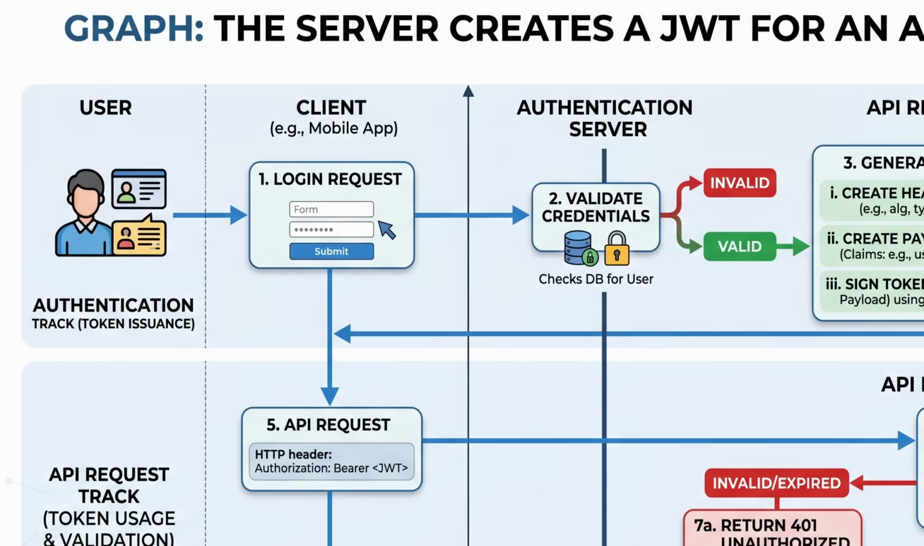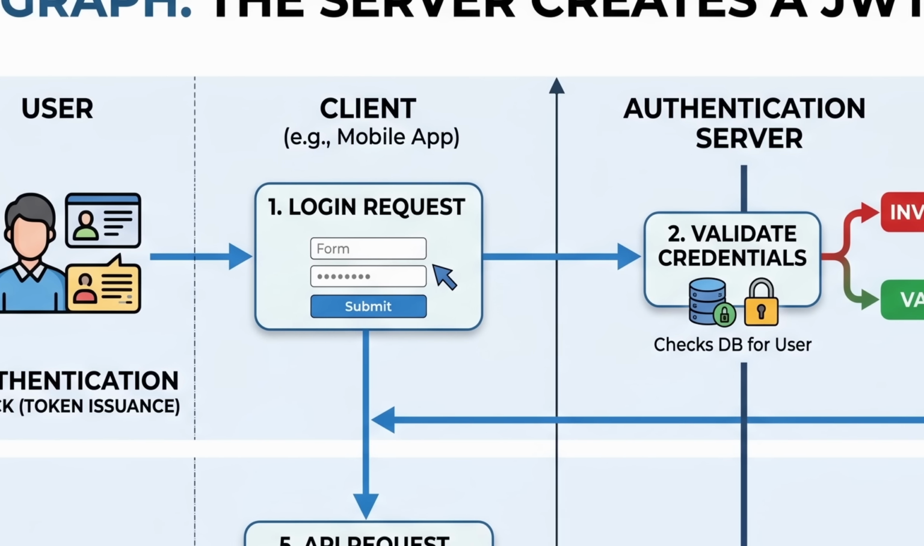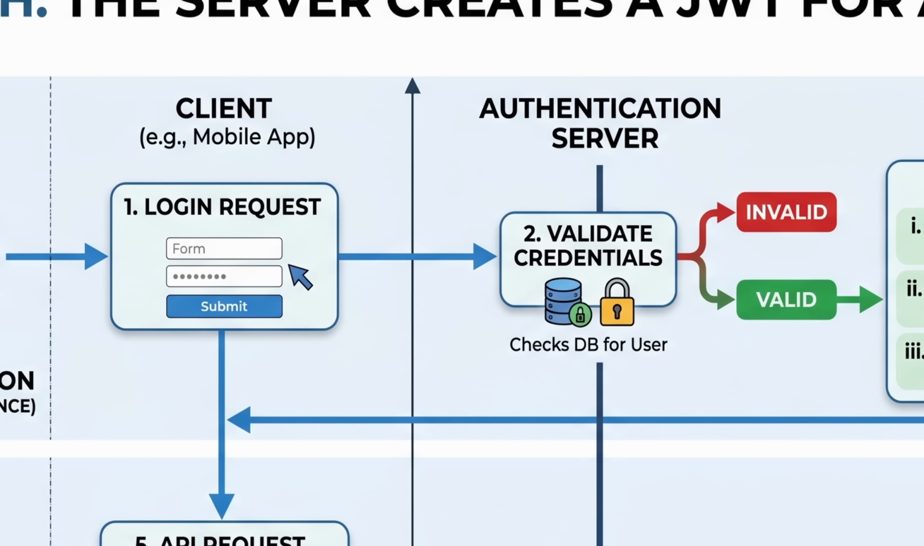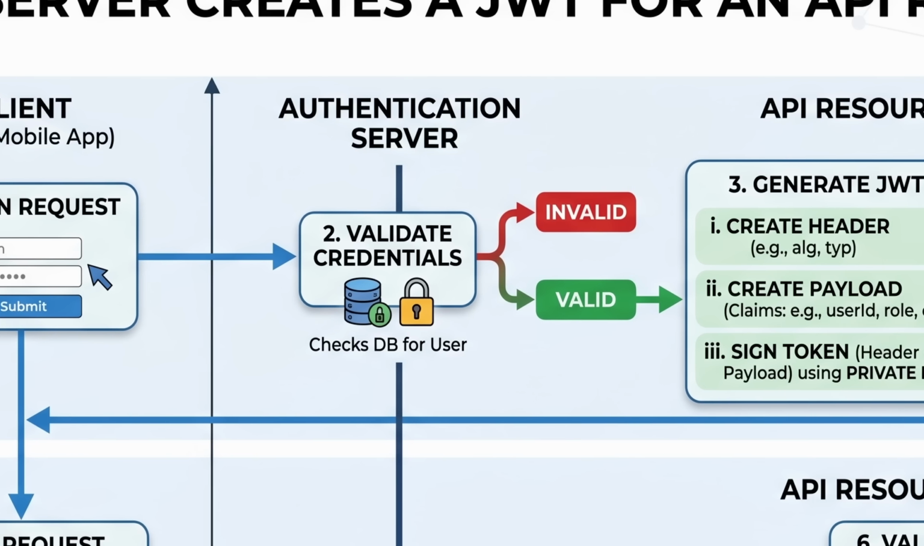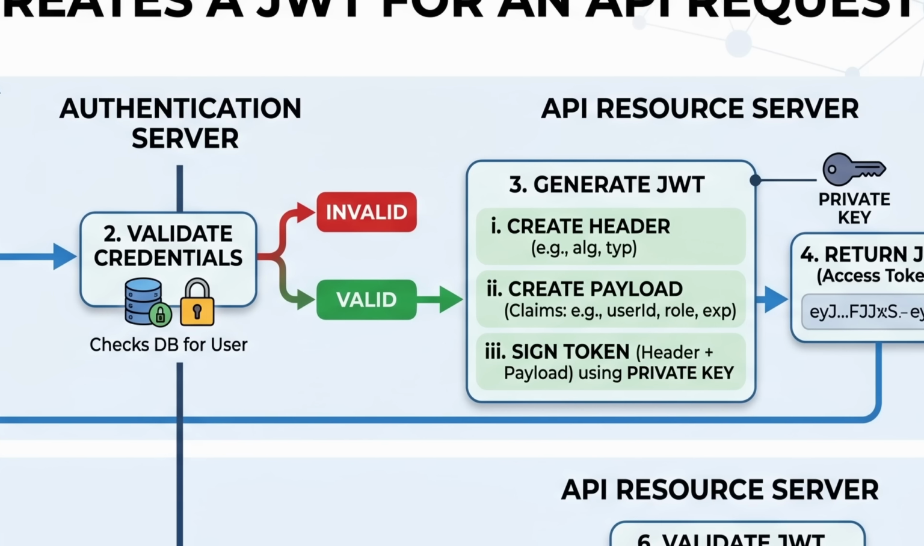We'll start with the handshake. The login: the user enters their credentials into the client, like a mobile app or website, and they are sent as a login request. Validation: the authentication server receives those credentials and checks them against the database. Is that a match? If they don't match, the process stops here.